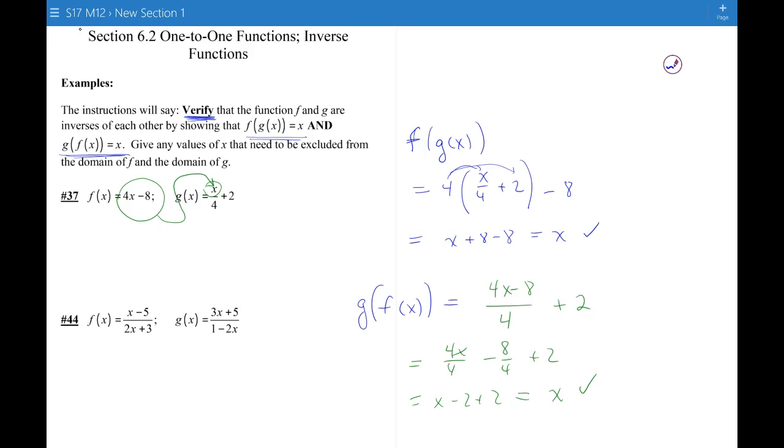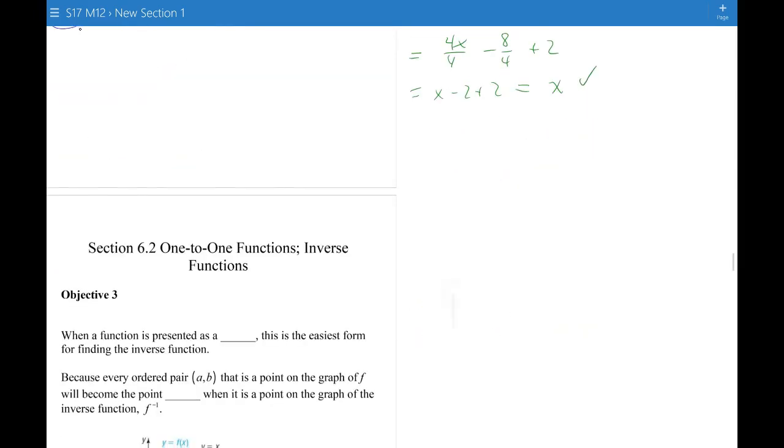And in this case, it says give any values of x that need to be excluded. And that's much more of an issue in this number 44, so we'll talk about that in class. You can see that number 37, those are both polynomials, and so there are no restrictions on the domains.